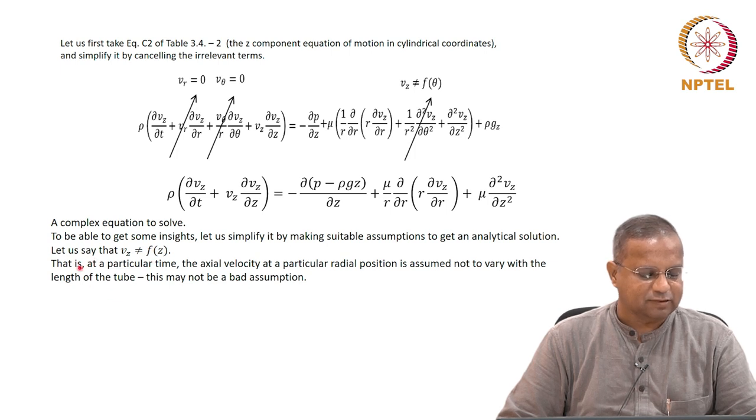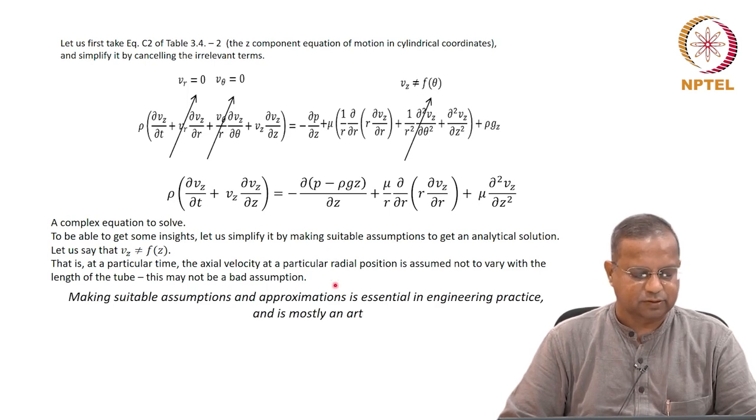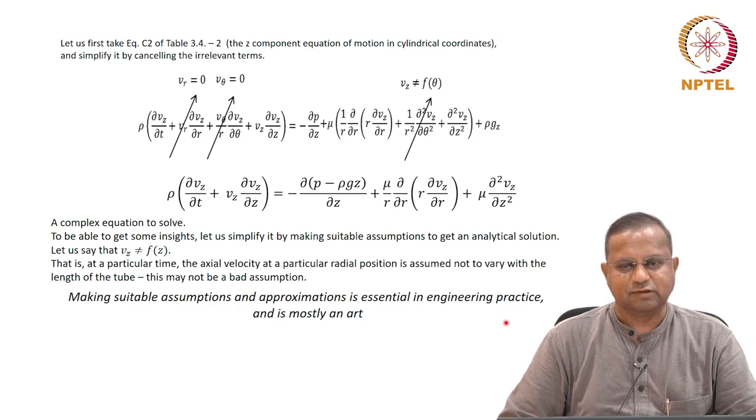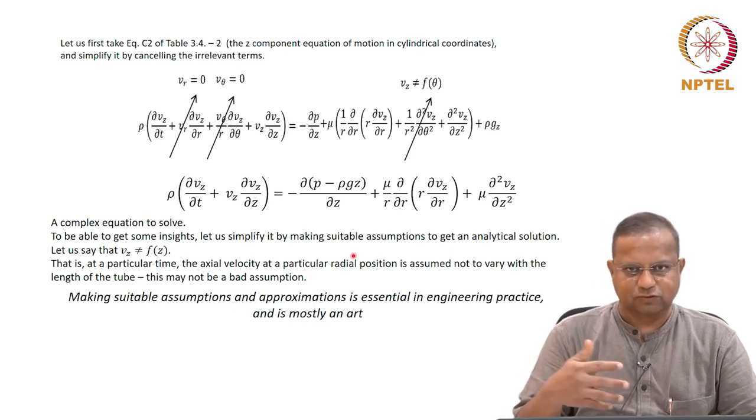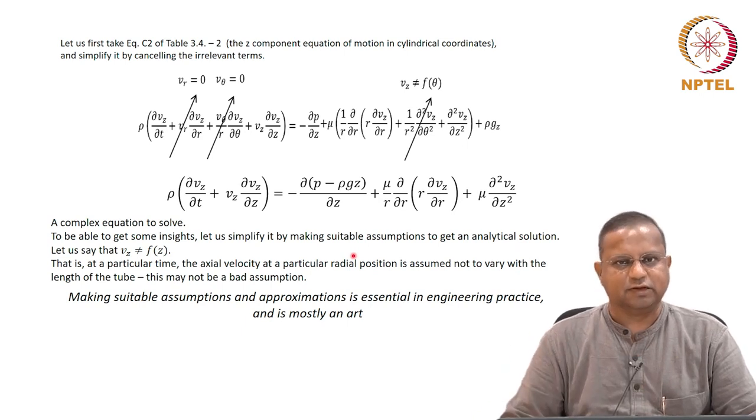Some explanation of this: at a particular time, the axial velocity at a particular radial position is not assumed to vary with the length of the tube. This may not be a bad assumption, or this has been found to be a decent assumption. That's why we are doing this. Making suitable assumptions and approximations is essential in engineering practice and is mostly an art. We don't expect people being exposed to this for the first time, like you in this course, to be able to do this. This comes with a lot of experience in the field and a lot of insight.